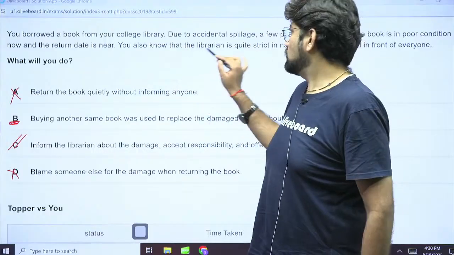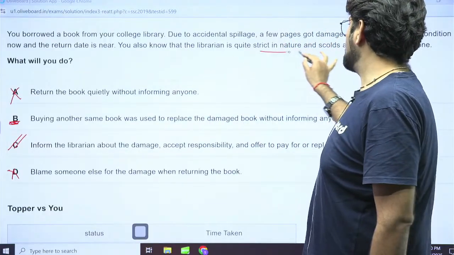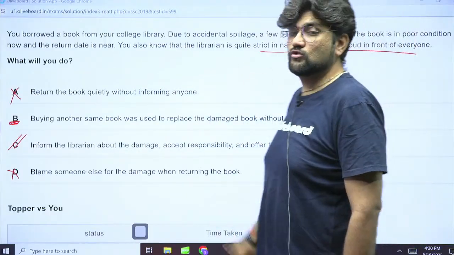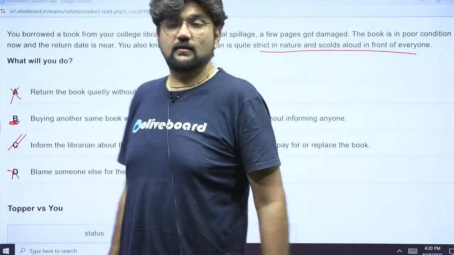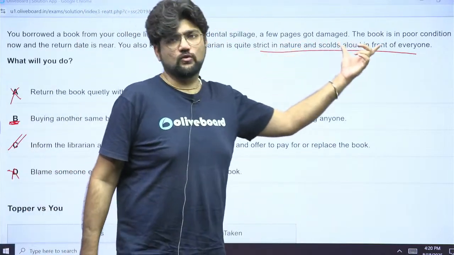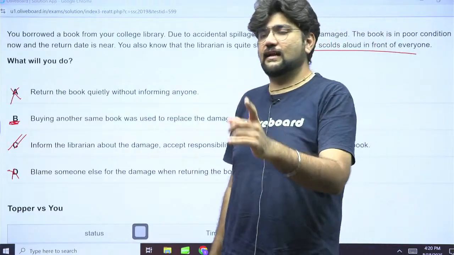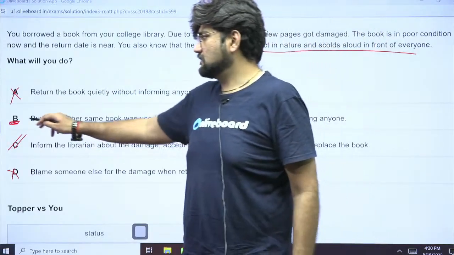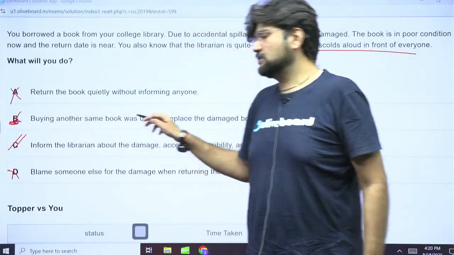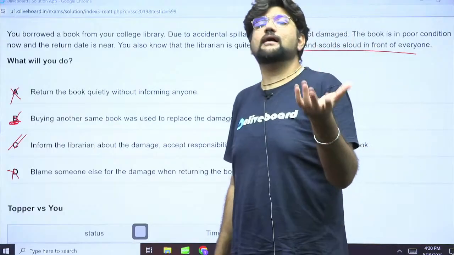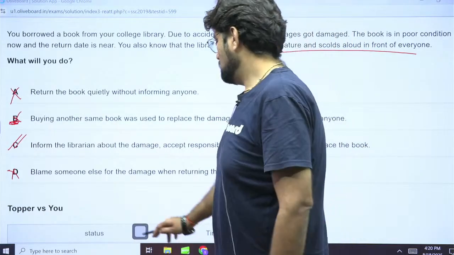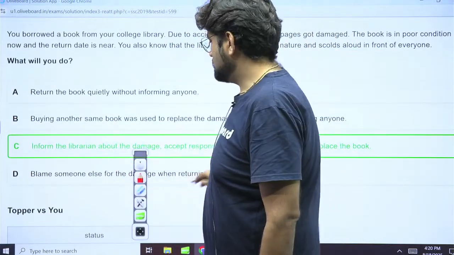And why B? Because you think that, okay, I need to protect myself because the person is strict and is going to shout in front of everyone. So this line is just given to distract you. No matter what the consequence is, I need to be morally, ethically in the correct line, which says option C is the right answer. Because option B, even if I replace it with another book without informing anybody, it might be problematic. Okay. So yeah, that's it.